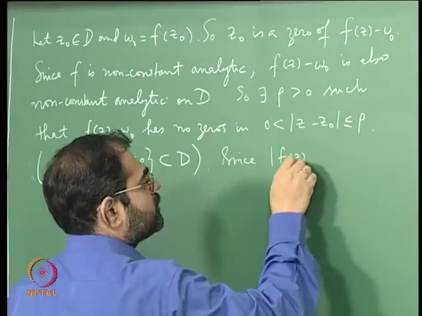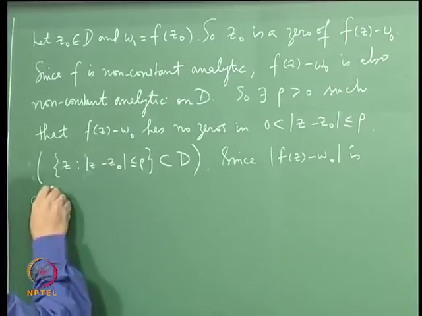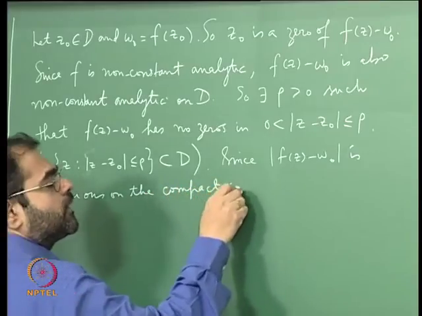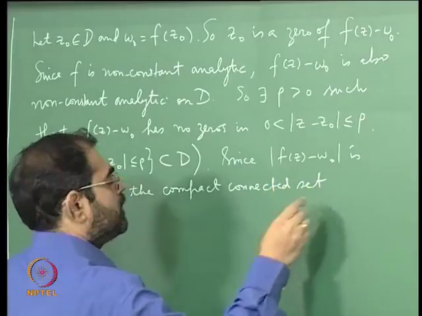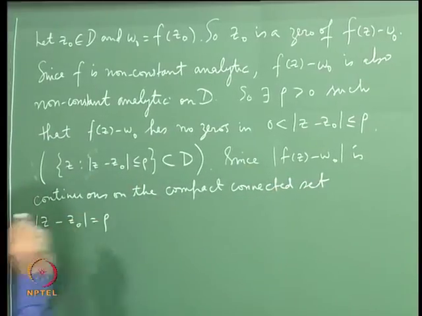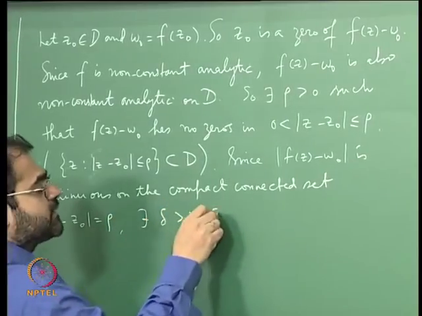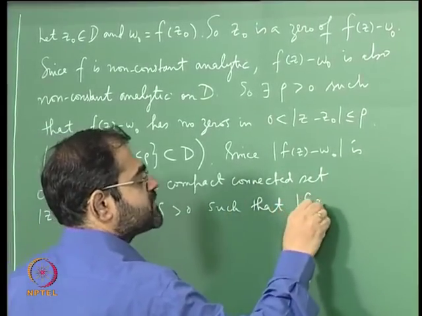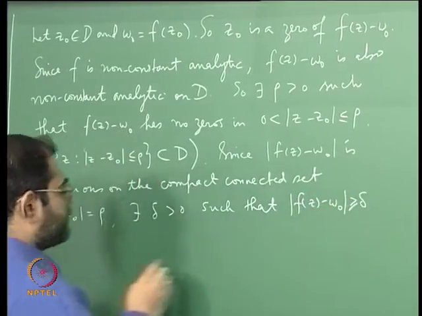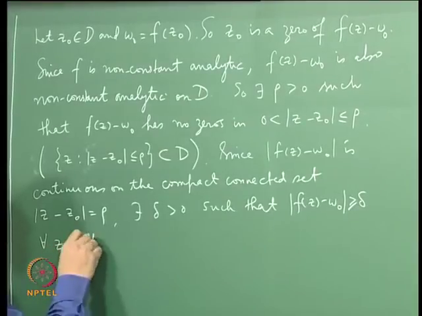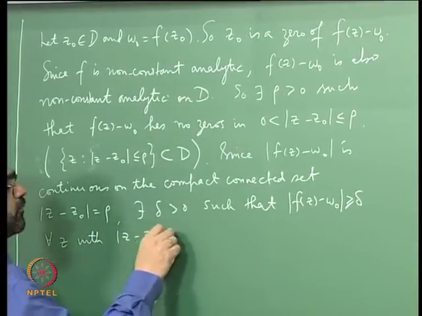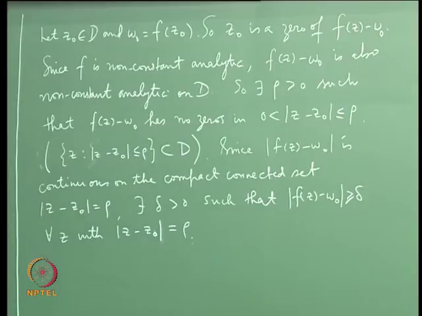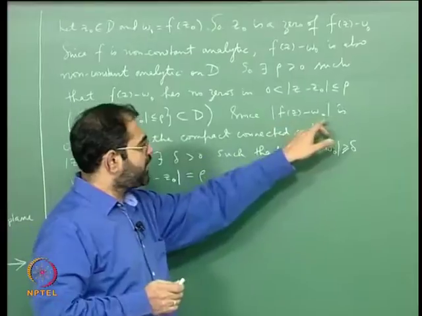So since mod of f of z minus w naught is continuous on the compact connected set mod z minus z naught equal to rho, namely the boundary circle, there exists a delta positive such that mod of f of z minus w naught is greater than or equal to delta for all z with mod z minus z naught equal to rho. This is just the fact that f of z minus w naught is analytic, so mod f is continuous.